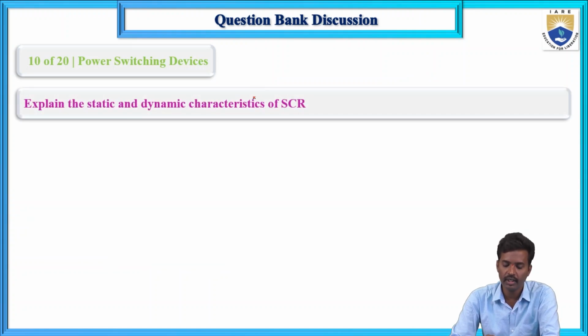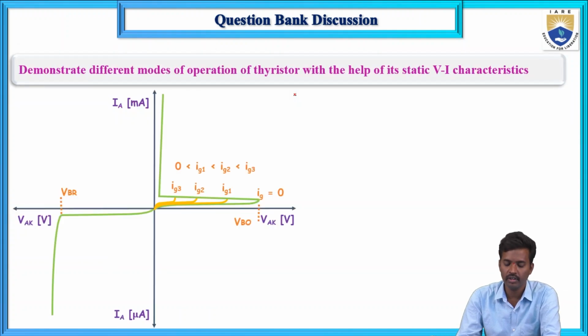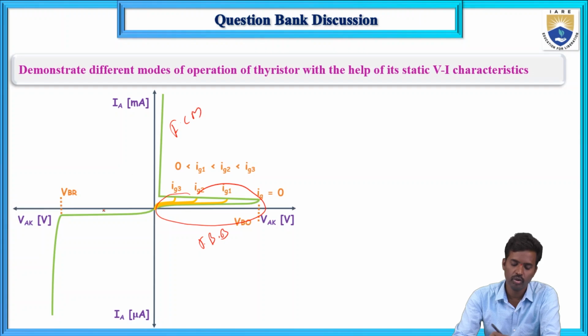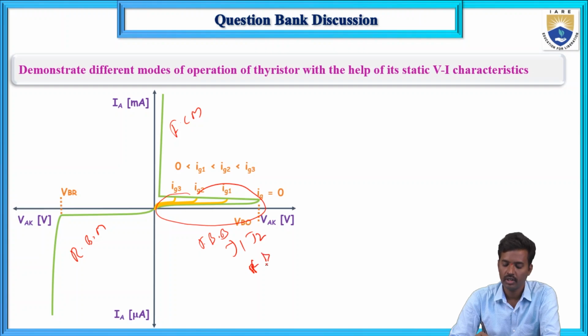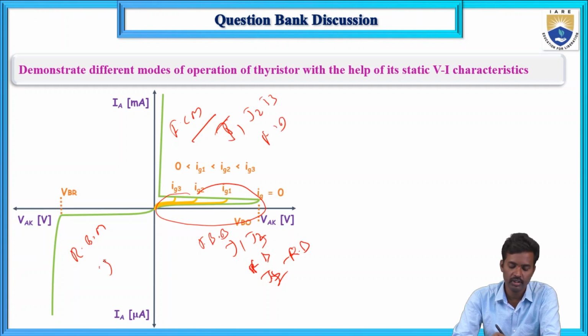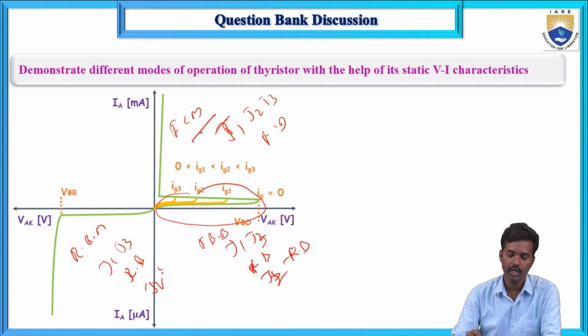Explain the static and dynamic characteristics of SCR. Already we have seen this. This one is the forward blocking mode, this one is the forward conducting mode, and this one is the reverse blocking mode. J1 and J3 are in forward bias and J2 is in reverse bias; in forward conduction J1, J2, J3 are in forward bias; and in reverse blocking J1, J3 are in reverse bias and J2 is in forward bias.